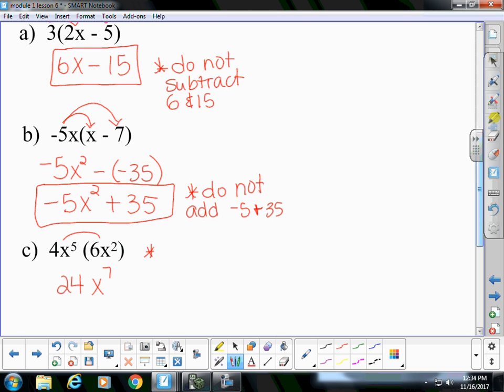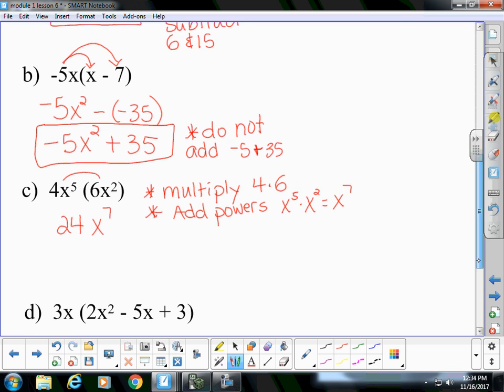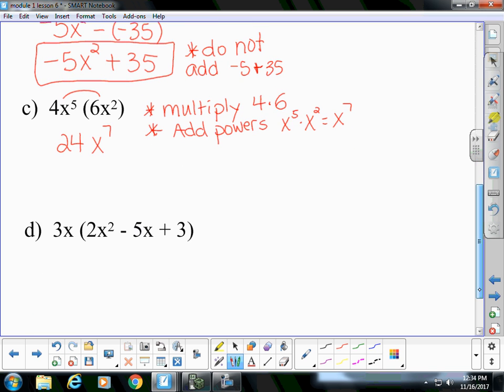Okay, so on this one, we multiply 4 times 6, but we add powers. When we got the x to the 5th times x to the 2nd, we make that x to the 7th. Add powers. Okay, we're going to keep on going.